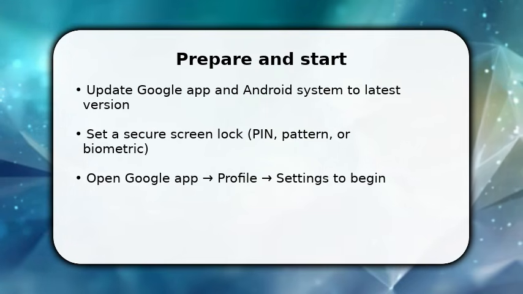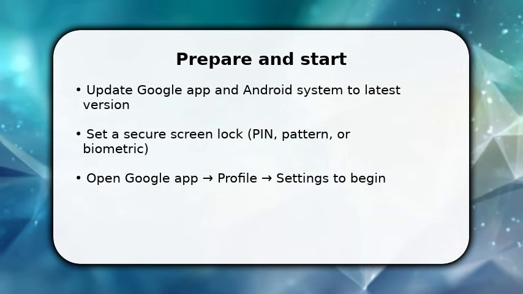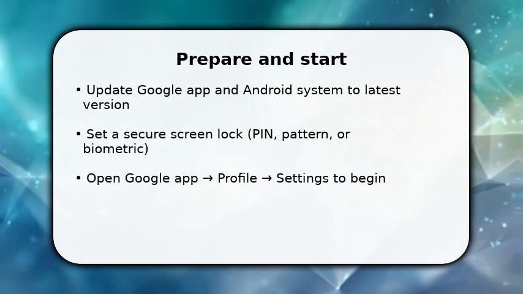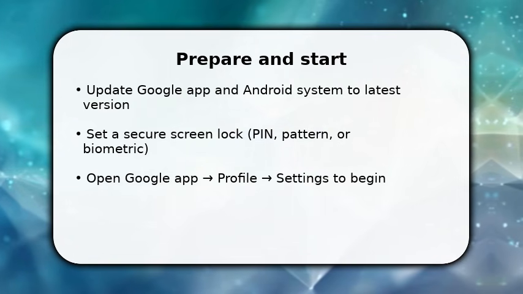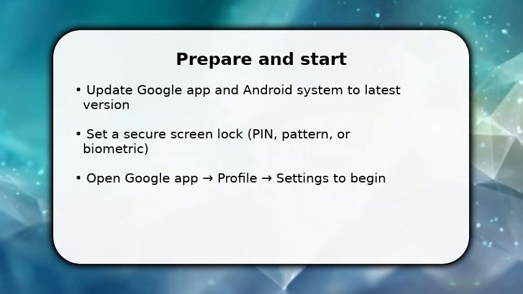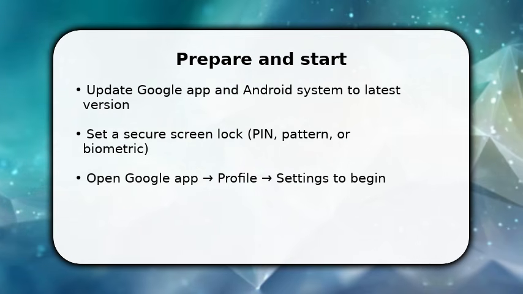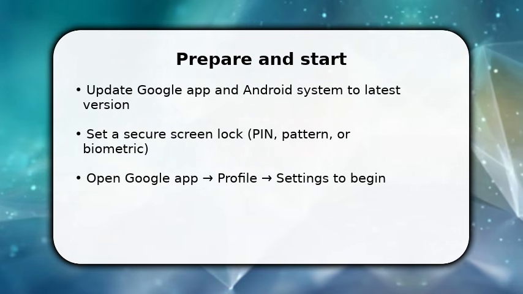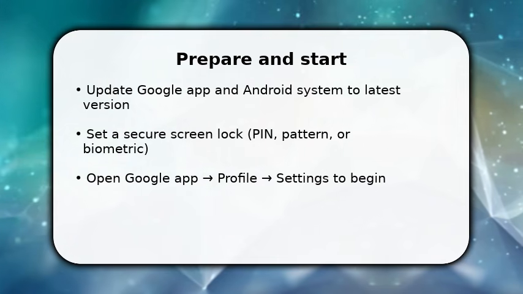You start by making sure your phone and the Google app are updated, and you have a secure screen lock like PIN or fingerprint. Once done, open the Google app, tap your profile icon, then go to Settings. From there, choose Google Assistant settings so you can access lock screen options.